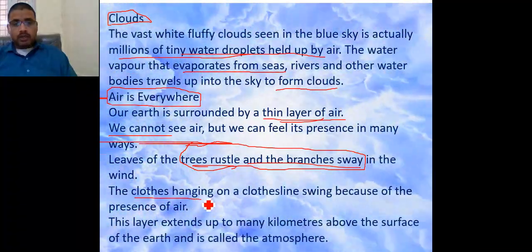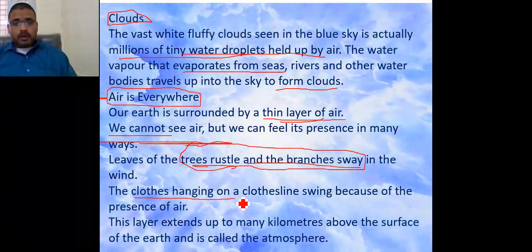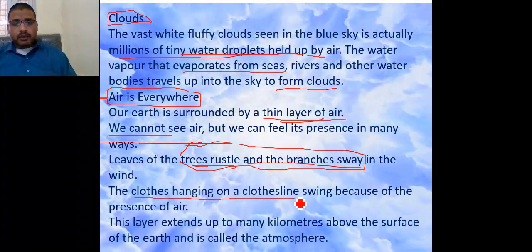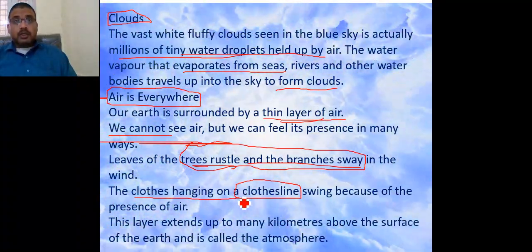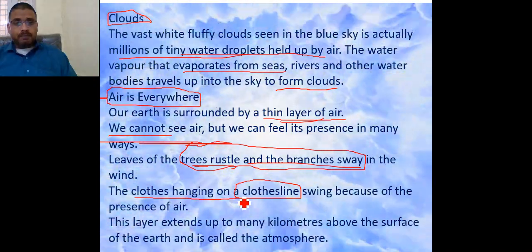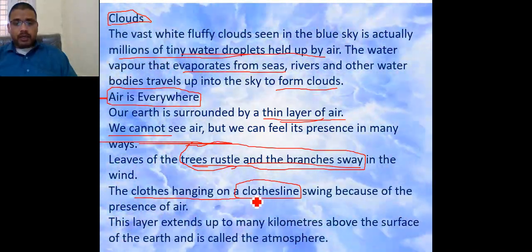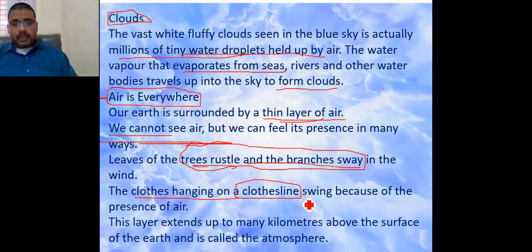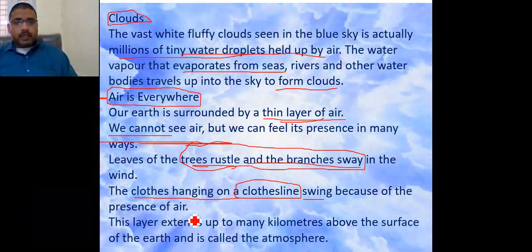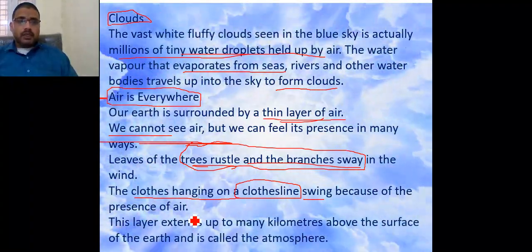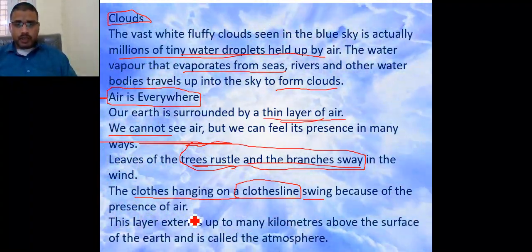Whenever the trees rustle and branches sway in the wind, the clothes hanging on the clothesline swing because of the presence of air. A clothesline means the place where the clothes are spread. These are some of the examples given by which we can understand the presence of air.